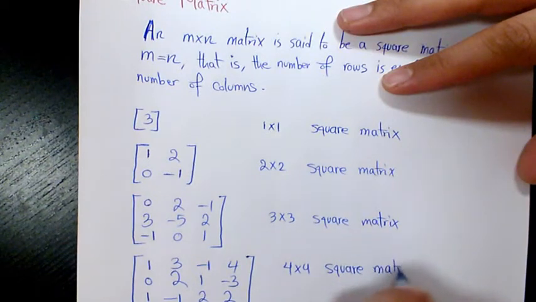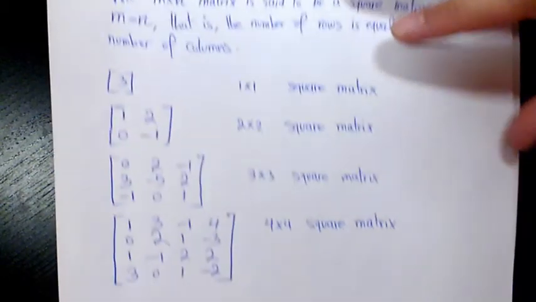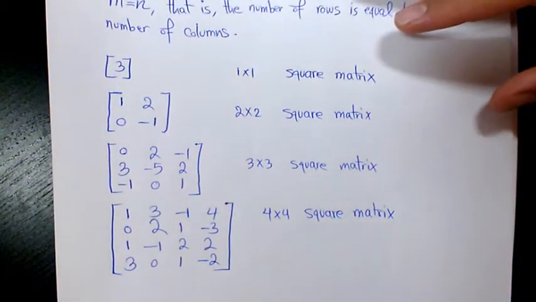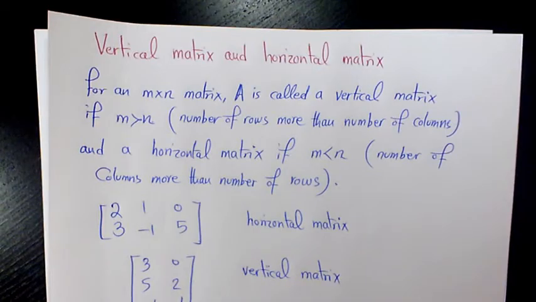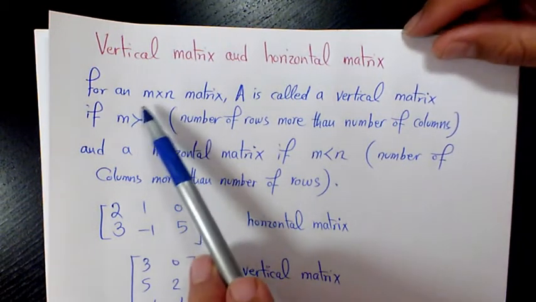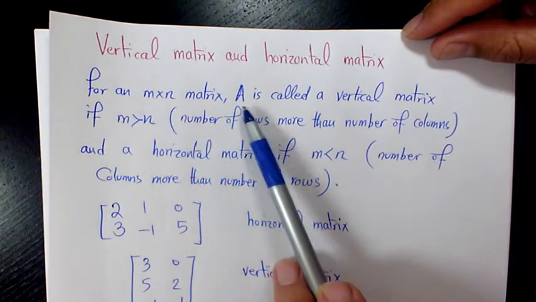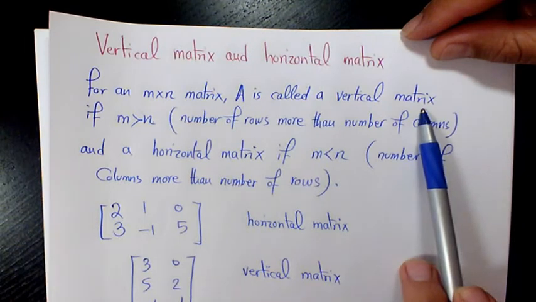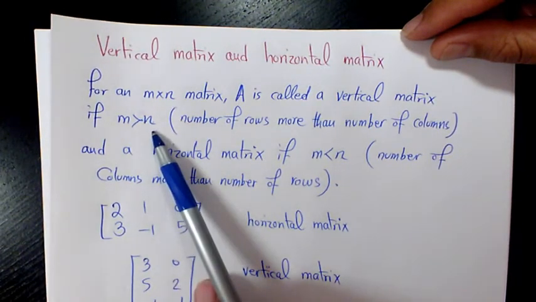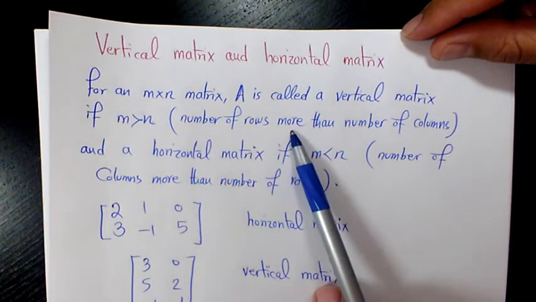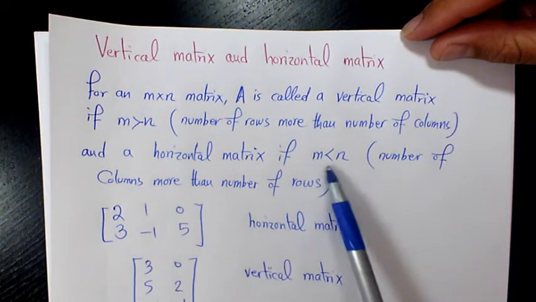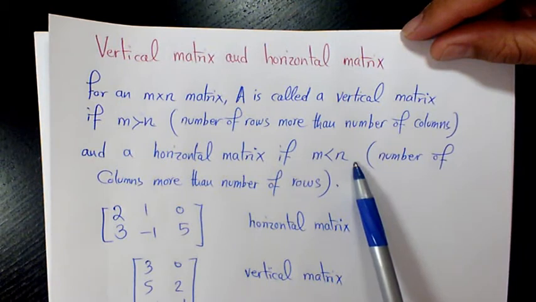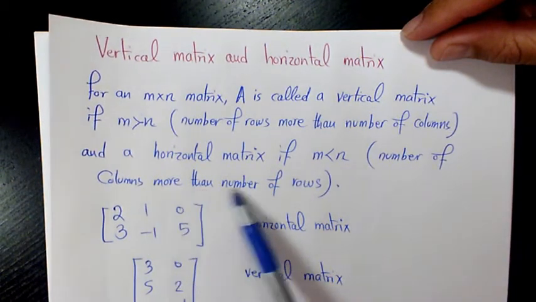So if the number of rows and number of columns are not the same, we cannot say they are square matrices. Now I want to talk about vertical matrix and horizontal matrix. For an m by n matrix, matrix A is called a vertical matrix if m is greater than n. It means the number of rows is more than the number of columns. And it is a horizontal matrix if m is less than n, which means that the number of columns is more than the number of rows.